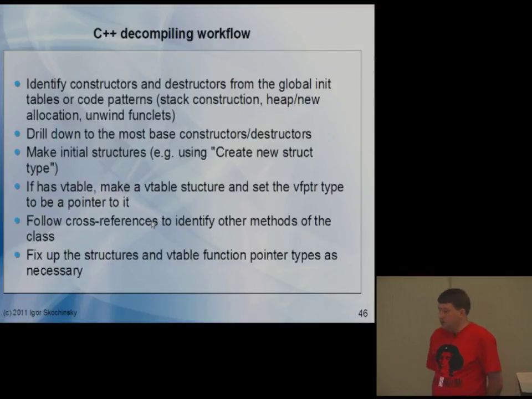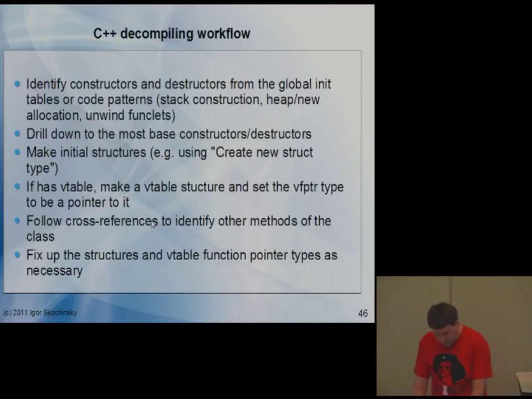So how do I usually decompile C++ stuff? Identify constructors and destructors, as I described, from the global init tables, from the code patterns, from the exception unwinding functions. Then it's better to start from the very base classes. So go down to the most basic constructor, make the structures. If there is a virtual table, create virtual table structures, set the type of the virtual table pointer, then follow cross references, identify other methods that probably belong to this class, and use those methods to discover maybe extra fields or types of the fields, and fix up the structures.